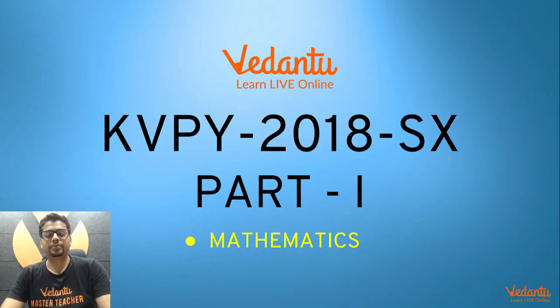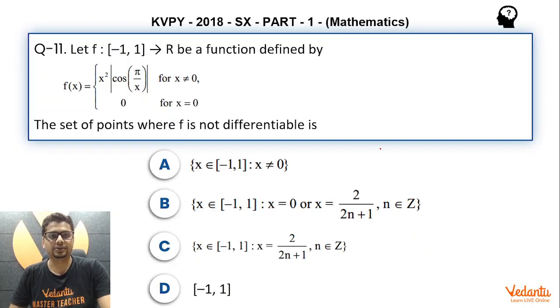We are discussing KVPY 2018 SX Part 1 Mathematics, and the question for this video is this. Let f be a function with domain -1 closed to 1 closed and codomain all real values, defined by f of x is equal to x square mod cos of pi by x for x not equal to 0, and 0 for x equal to 0. The set of points where f is not differentiable is, with 4 options.